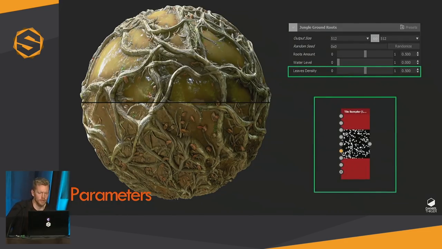And finally, I have leaves density. I use the tile sampler to scatter my leaves. And I'm just hooking this up to the parameter that controls how dense the leaves are.